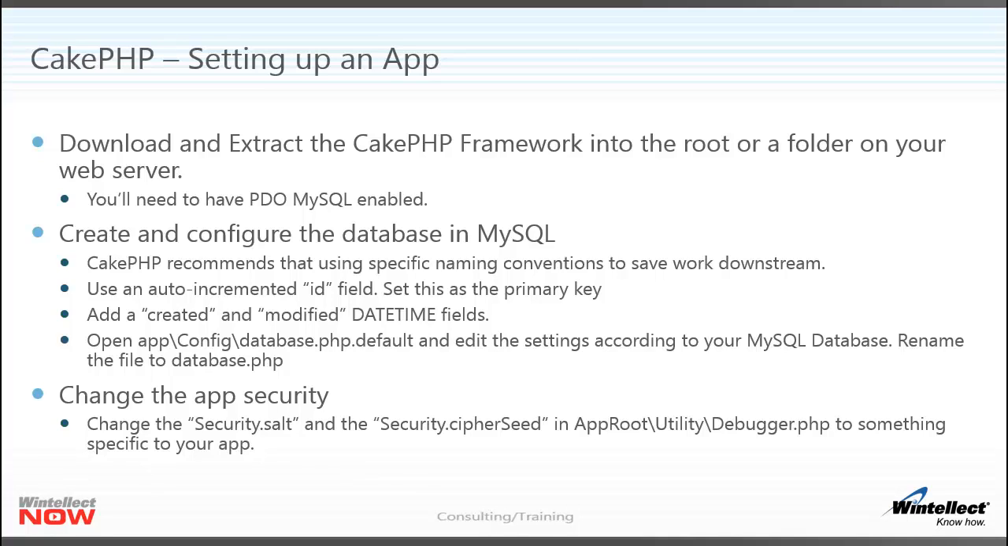Once you have your tables created, and I'm actually going to look at how to do this in a minute, I'm not just going to mention it. Once you have your tables created, you can go into the app folder wherever you extracted your Cake PHP framework, go to the database.php default, edit that, and then save it as database.php, and edit those settings for your MySQL database. Then you want to go in and change the app security. There are a few settings inside of the app root utilities debugger that have to be set, and once you get those set, you'll be ready to start building your application.